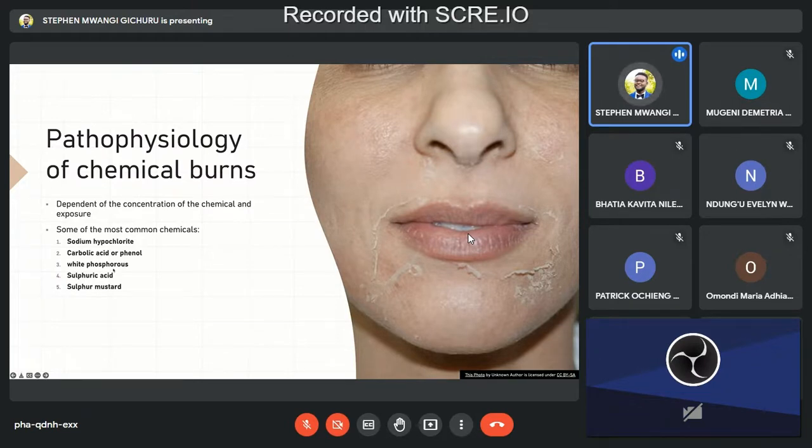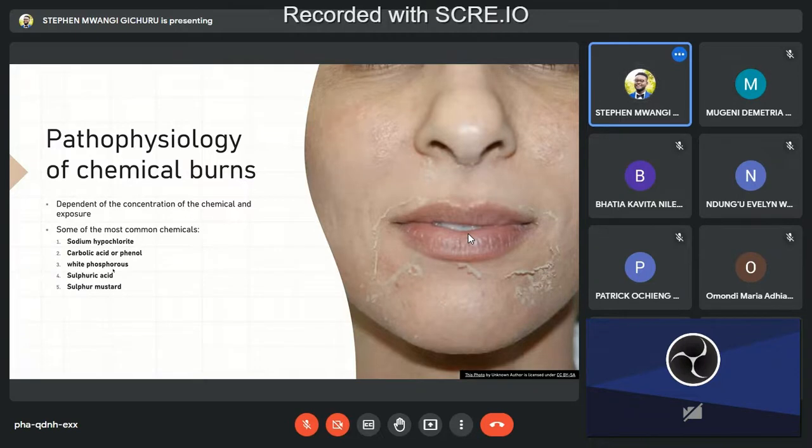White phosphorus causes oxidation of tissues, and when it oxidizes, it generates heat, and then you get a thermal burn. Sulfuric acid, usually found in lead acid batteries. I don't know whether we still have lead batteries. I've not seen one yet, but we have fertilizers which have sulfuric acid, and in such cases, it causes coagulation of skin, just like thermal burns.